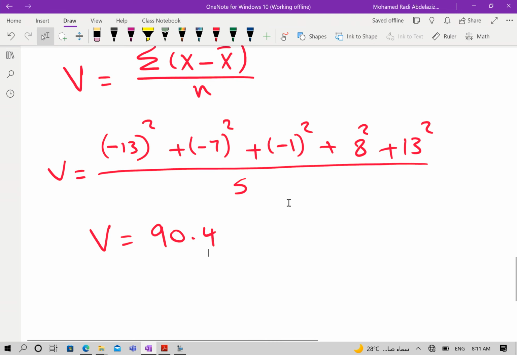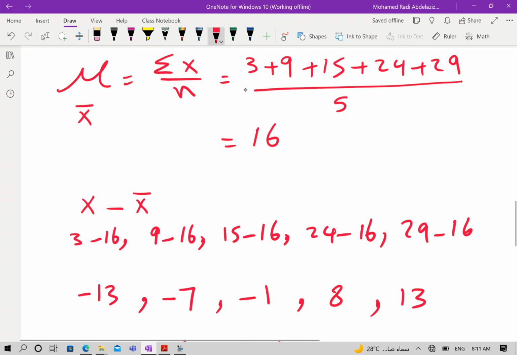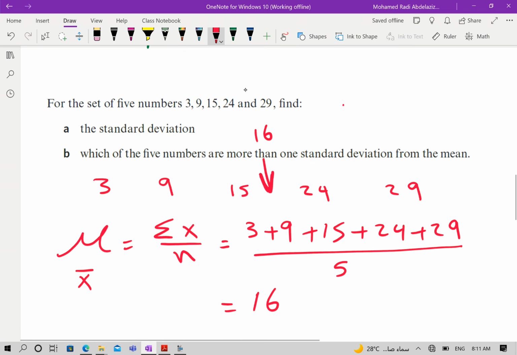By taking the square root, it's called what? Standard deviation from the mean. Equals what? 9.51.